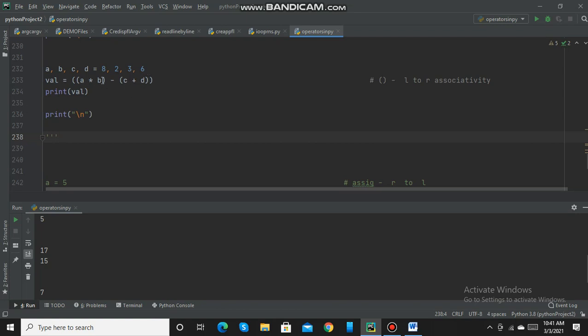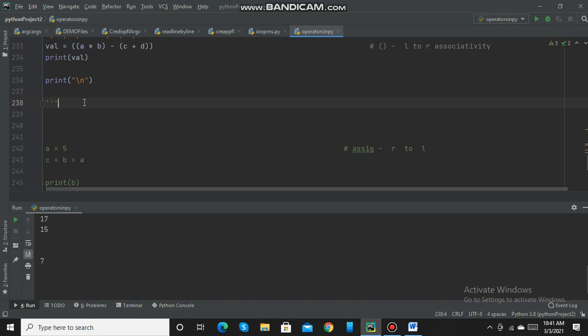So A into B, that is 8 into 2, 16. Value of A is 8, B is 2, 8 into 2, 16. And C plus D is 3 plus 6, 9. So 16 minus 9 is 7. So this 7 is getting printed here.